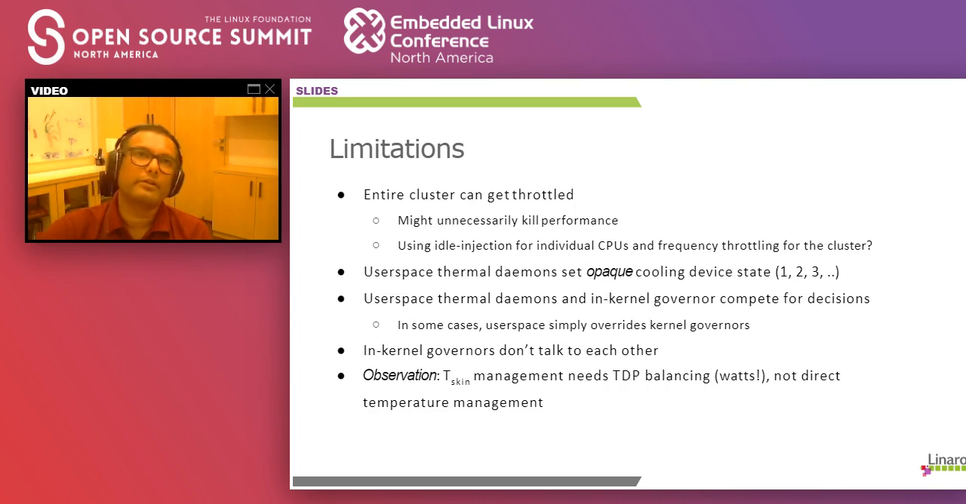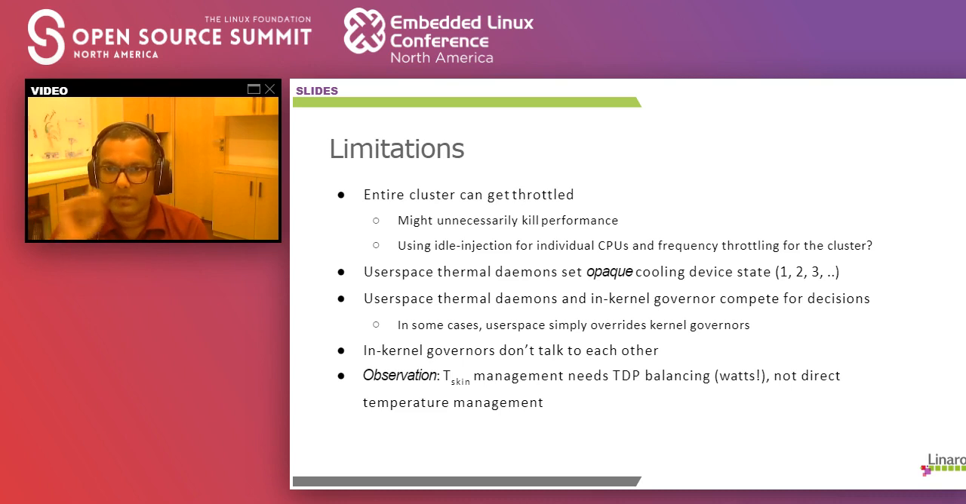So the number one limitation today is when you throttle a CPU, if this CPU is sharing a clock line with other CPUs in a cluster, you might end up throttling the entire cluster, and you might lose performance as a result unnecessarily. So one recent addition to the thermal framework is the concept of idle injection, whereby you can inject idle on just that CPU without throttling the entire cluster. So that might be a good way to deal with CPU-specific hotspots.